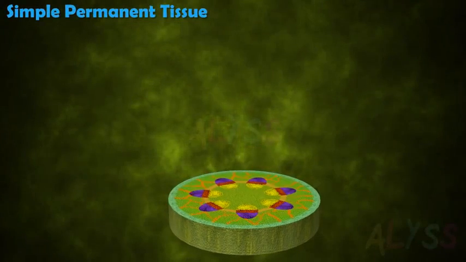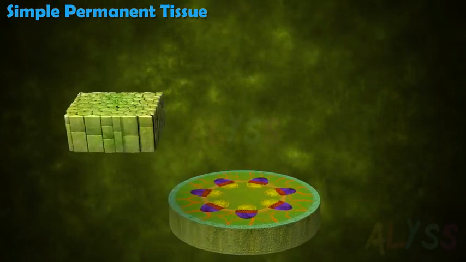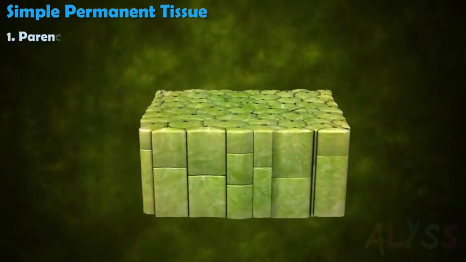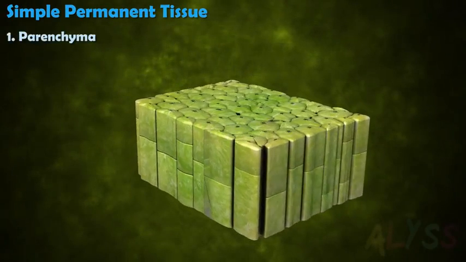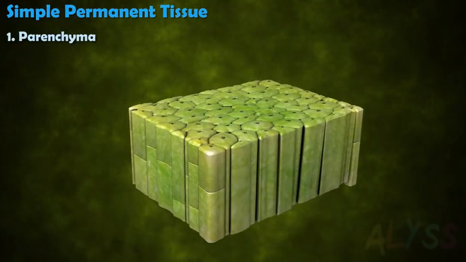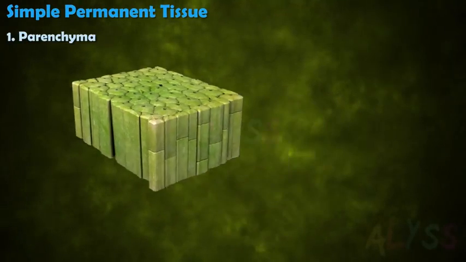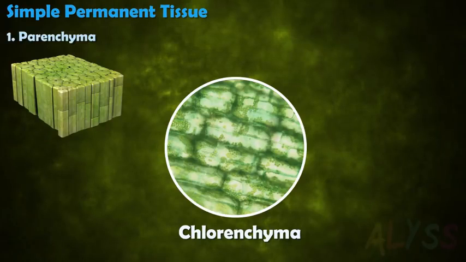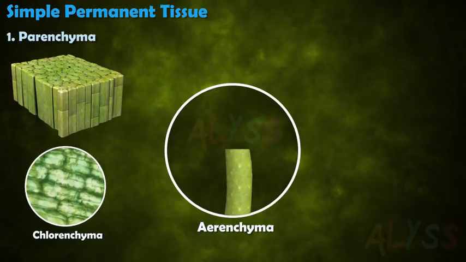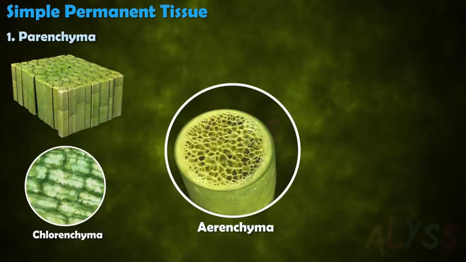Now, on the basis of adaptation in cell structure and their function, simple permanent tissues are further divided into three types. Number 1, parenchyma, again has three subclasses. Parenchyma has oval cells with dense cytoplasm. They may or may not be loosely packed. The ones with chlorophyll are called chlorenchyma and help in photosynthesis. Some have air spaces and are present in aquatic plants for buoyancy. They are called aerenchyma.